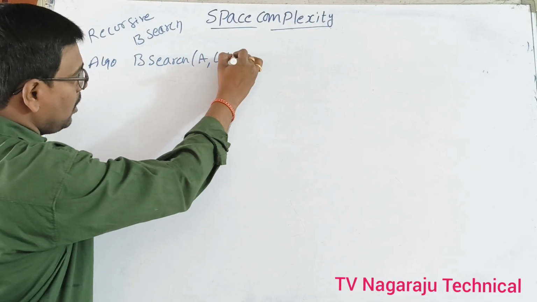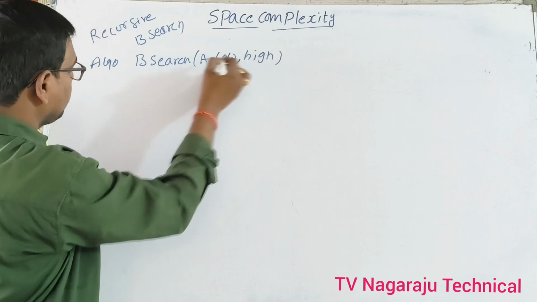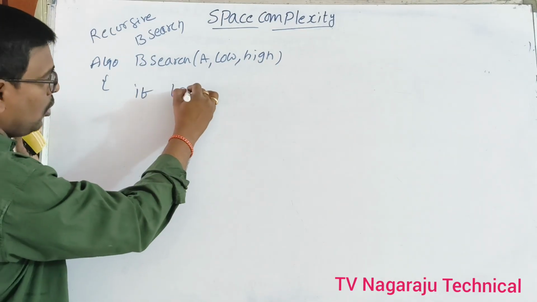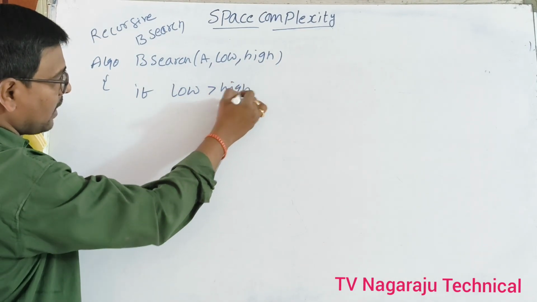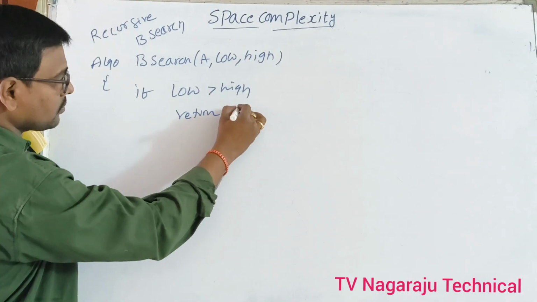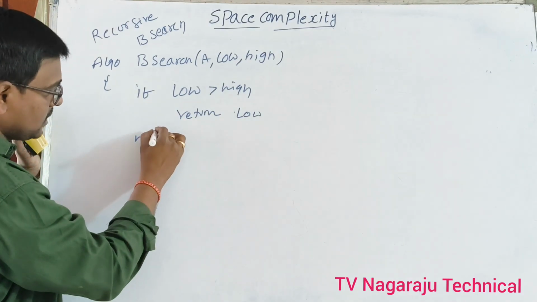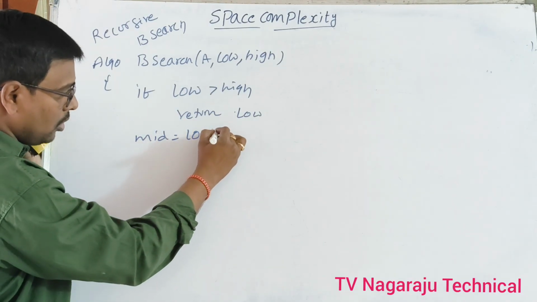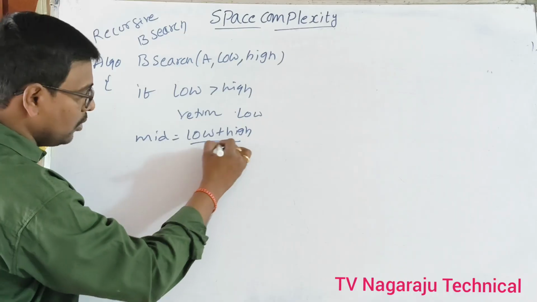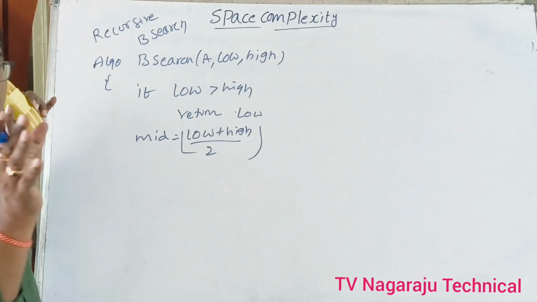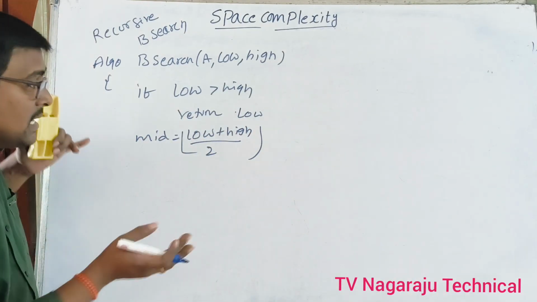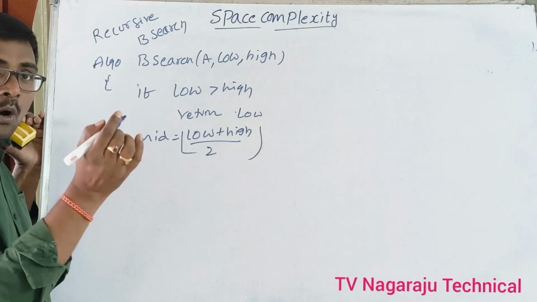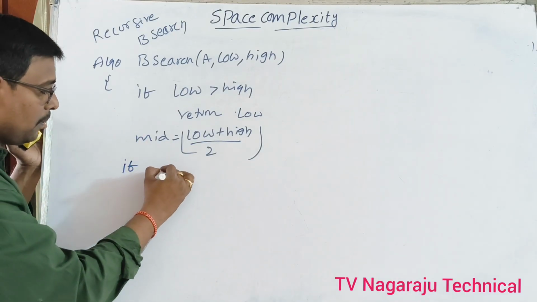Array, low, high. If low is greater than high, return low. Else mid is equal to (low plus high) by 2. Right now this algorithm is not at all important. Our aim is, if the algorithm is given, how to calculate the complexity.